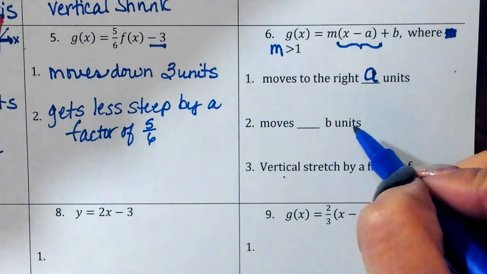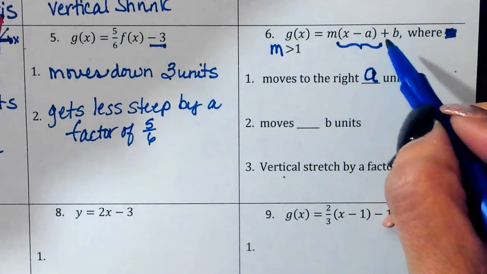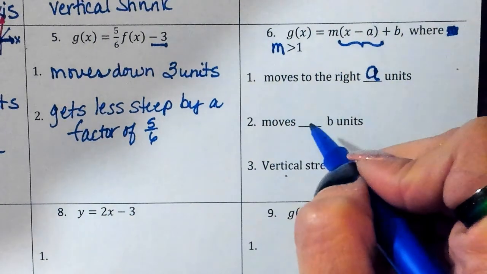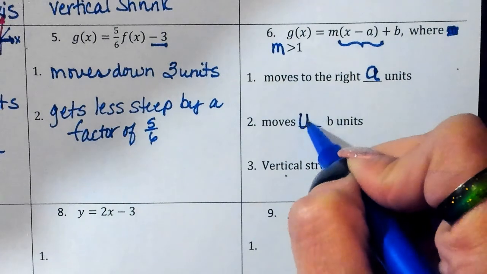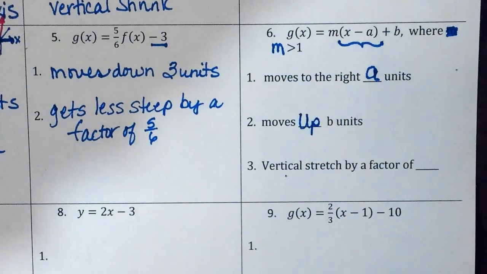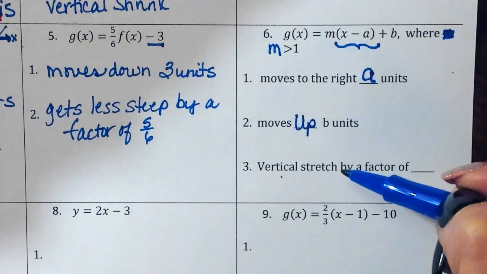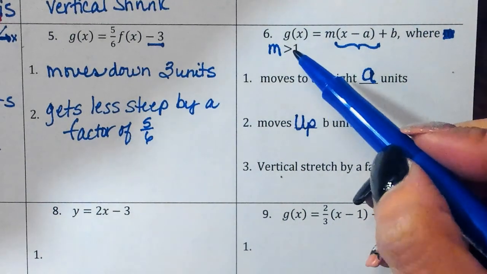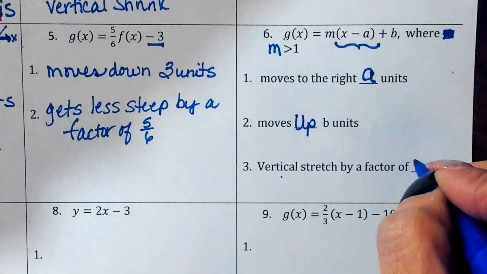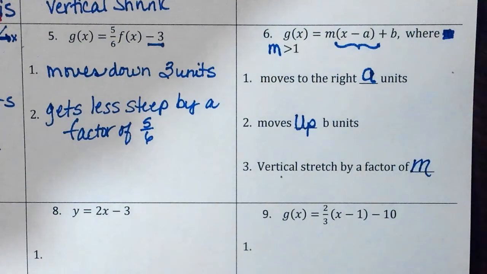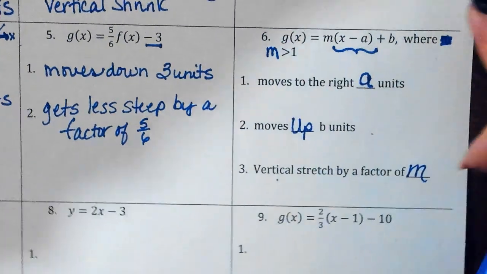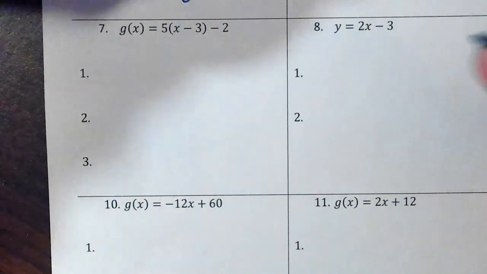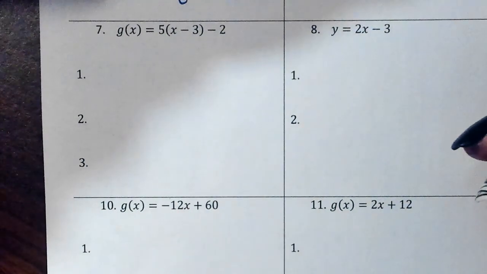Moves blank b units. B is positive, so it's going to move up b units. Vertical stretch by a factor of m. m is bigger than 1, so yeah, that is a stretch, so by a factor of m. This is just kind of an arbitrary way to look at it. That's a great test question, y'all. All right, here we go. 5 transformations. Go.